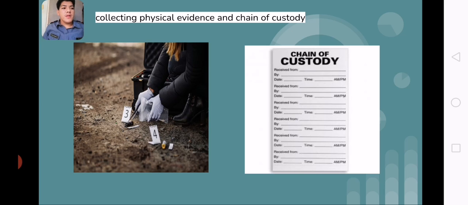The examiner must write their initials, date, and time across the sealed area. And four, label the bag or envelope with the patient identification information. And 5, the examiner must place their signature, date, and time on the envelope.